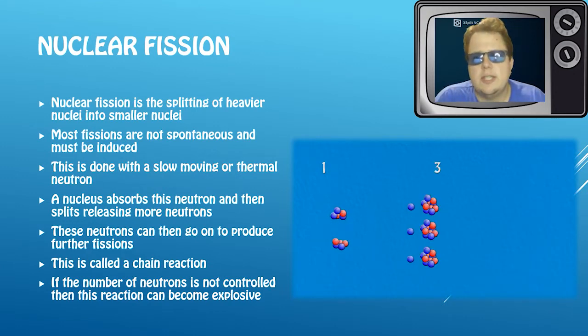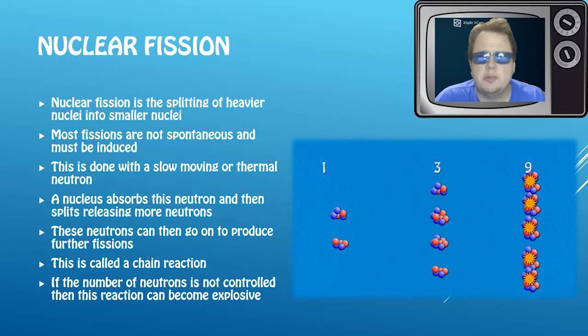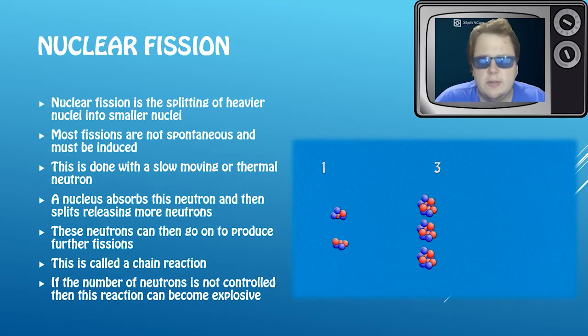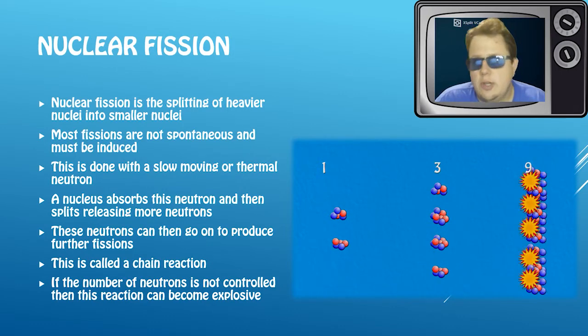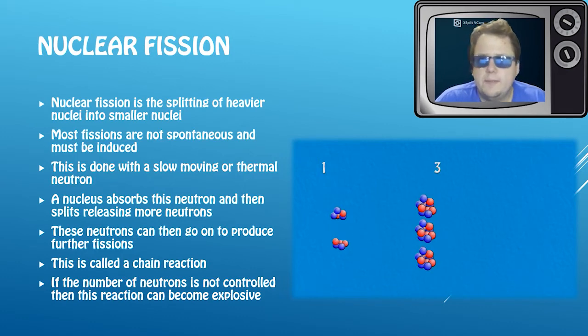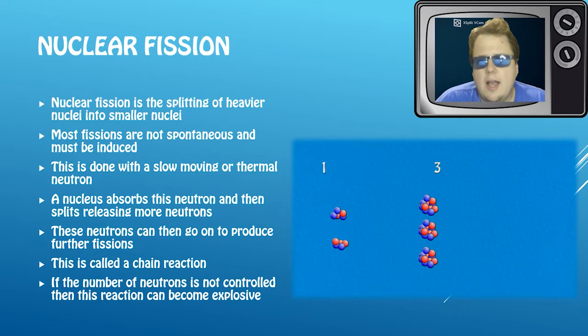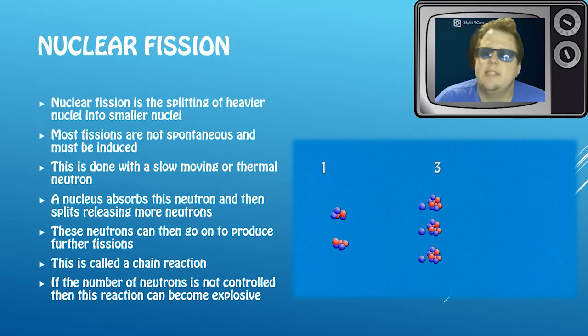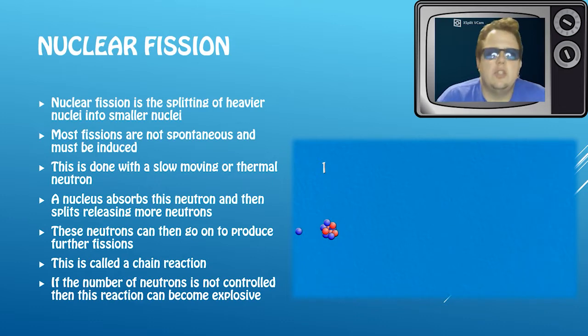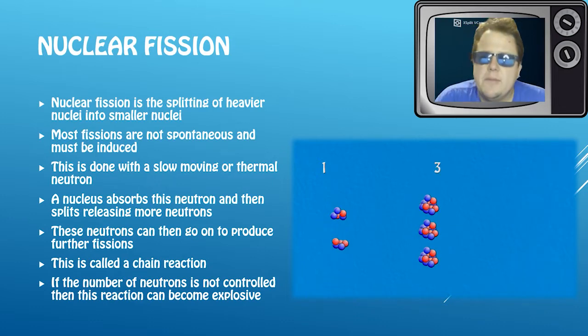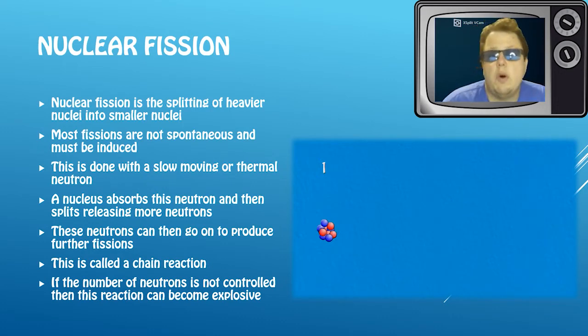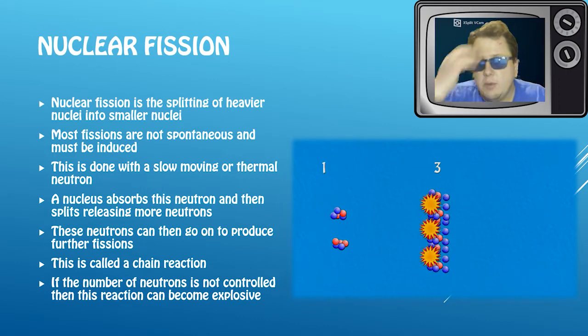To do this, we use slow-moving, sometimes called thermal, neutrons. Basically, we fire a neutron at a nucleus, it's absorbed, that destabilizes the nucleus, and then it splits. As it splits, it releases more neutrons. These neutrons, as you can see here in the diagram, can go on to produce further fissions. And this is why it's called a chain reaction. The product of one part of the reaction can create more.